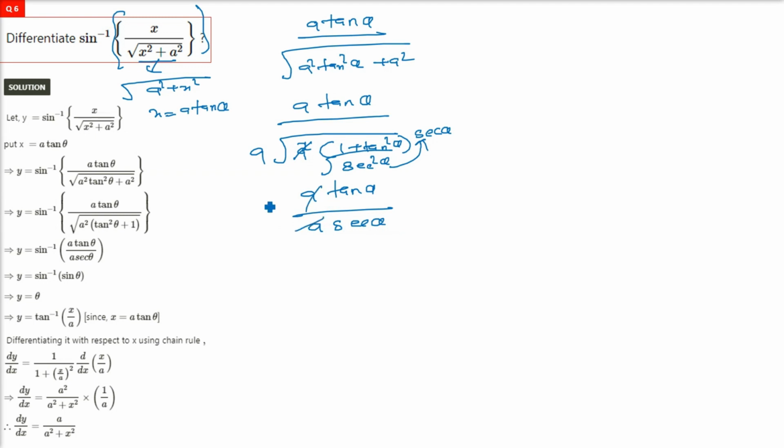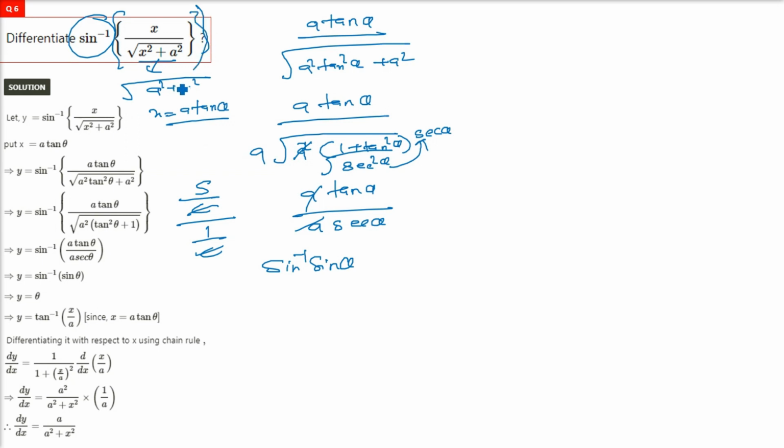A gets cancelled. Tan theta is sin by cos, sec is 1 by cos. Cos gets cancelled. You just get sin theta. That's what we wanted. So sin inverse sin theta. Sin and sin inverse you can nullify, and theta is tan inverse x by a, that we will differentiate.